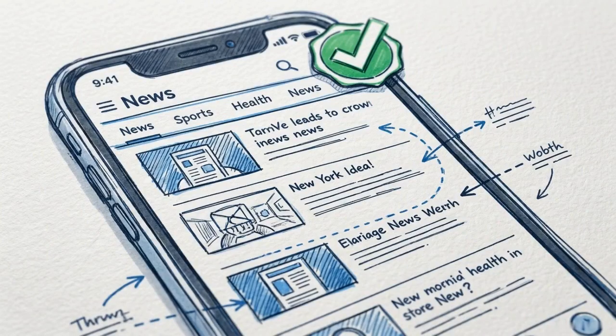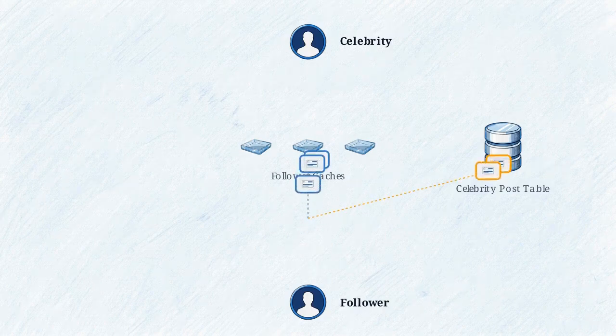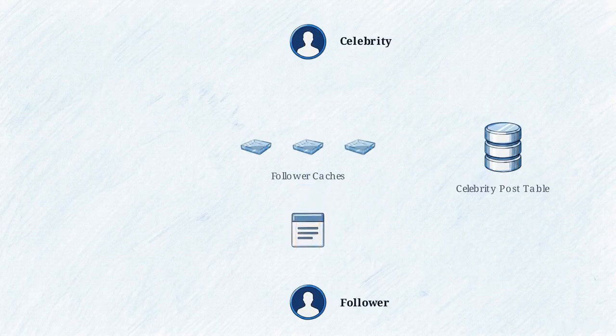This guarantees an O(1) read latency. When those followers open the app, their feed structure is already assembled. For massive followings, the system switches to a pull model. The celebrity's post bypasses follower caches entirely, routing to a dedicated table. When followers open their app, the service pulls their standard cached feed, queries the celebrity table, and zips the two payloads together at read time.